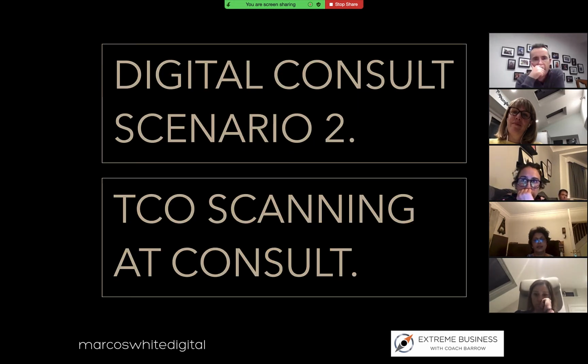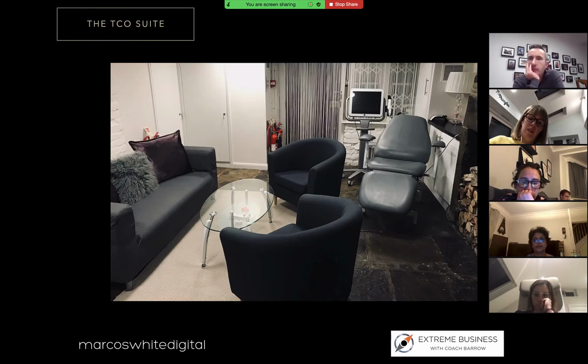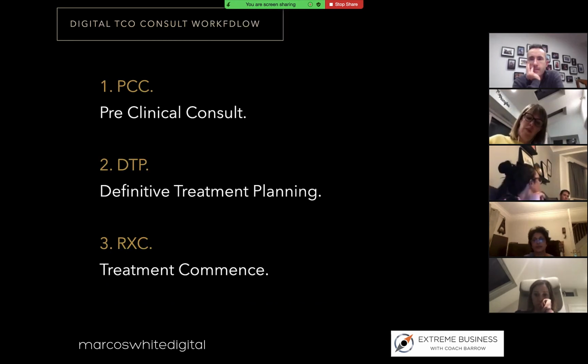So consult scenario number 2, treatment coordinator scanning at a consult. All right, so here's our TCO suite. Getting a few more evolutions at the minute, actually, but it's a room too small to be a surgery. So it was always a place where consults and chats and a bit of office stuff happened. But it's very cosy and patients love it. And it has a scanner and a little reclining chair which costs 500 quid. And it does the job that you need to in a digital consult.